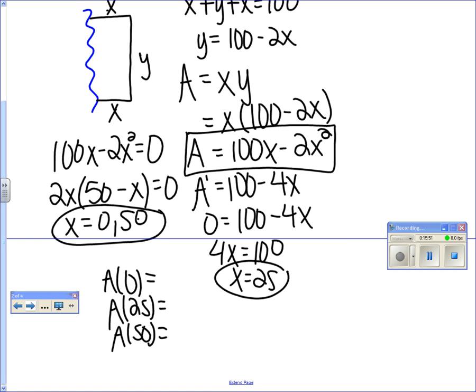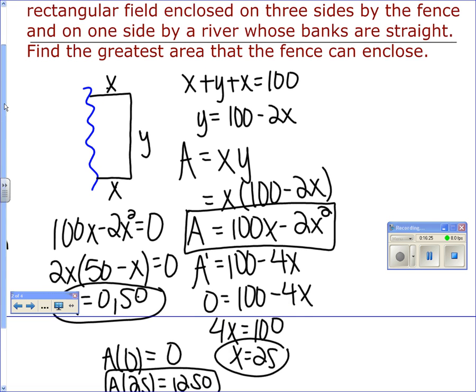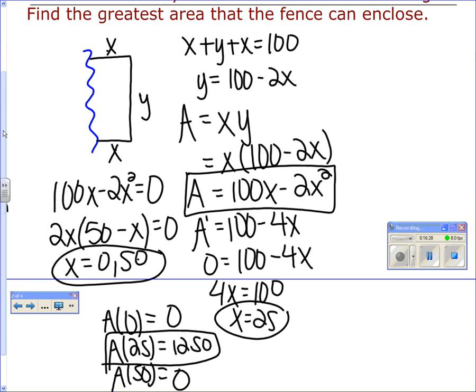What is the area if you plug in 0? 100 times 0 minus 0? What is the area for 20? 1250? And what is the area if you plug in 50? That's easy. Which one is maximum? This one. On this one it just says the area, so the max area would be 1250.